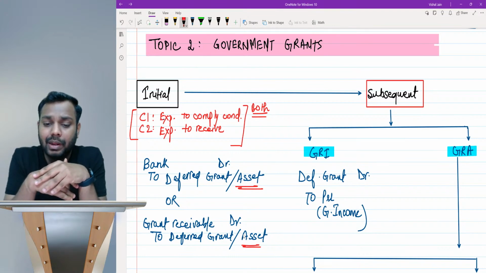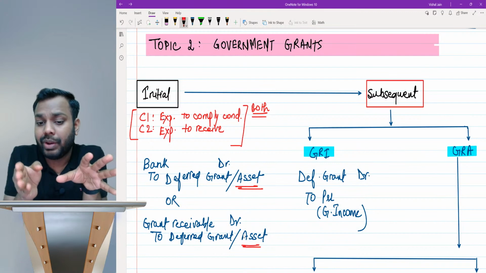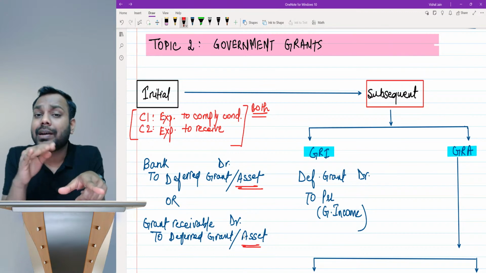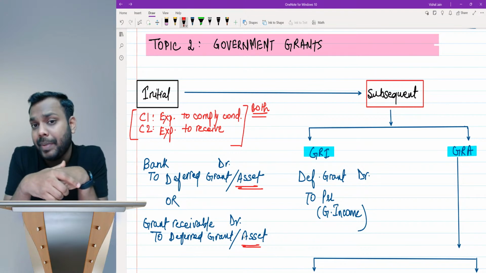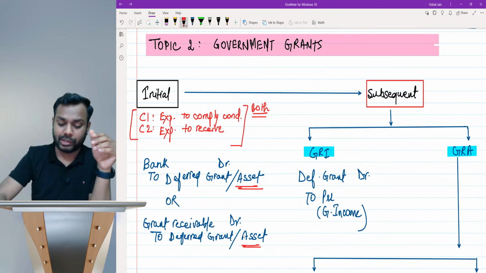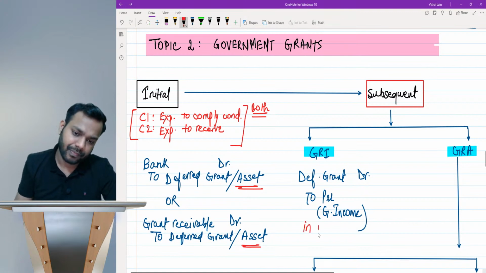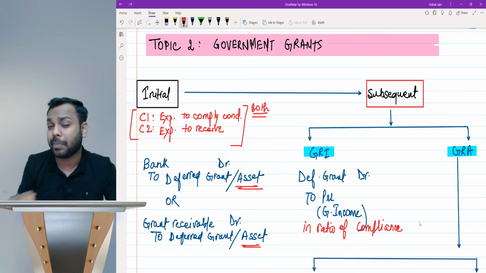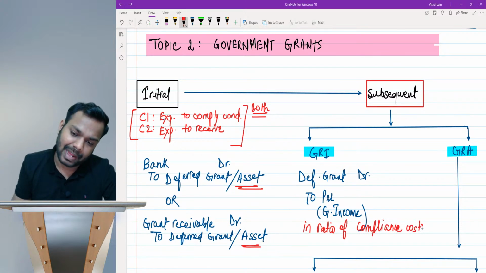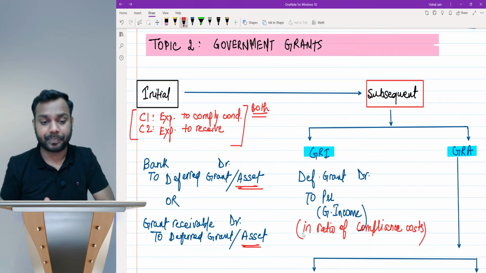Subsequently, how will we recognize a grant related to income? As and when we comply with the conditions, we will keep on recognizing this deferred grant as grant income in the P&L, in the ratio of compliance costs, that is, the cost incurred divided by the total budgeted cost to be incurred.